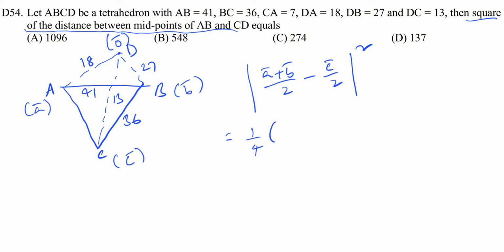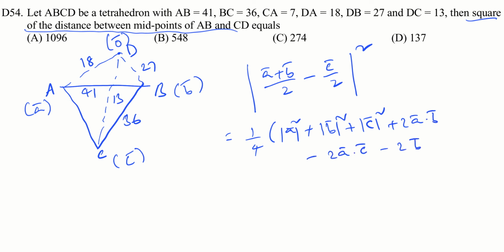I expand that, so I'll have A square, which is nothing but the length of the vector A, or for fun I'll write mod A bar square, plus mod B bar square plus mod C bar square. Then plus 2 times A bar dot B bar minus 2 times A bar dot C bar minus 2 times B bar dot C bar.